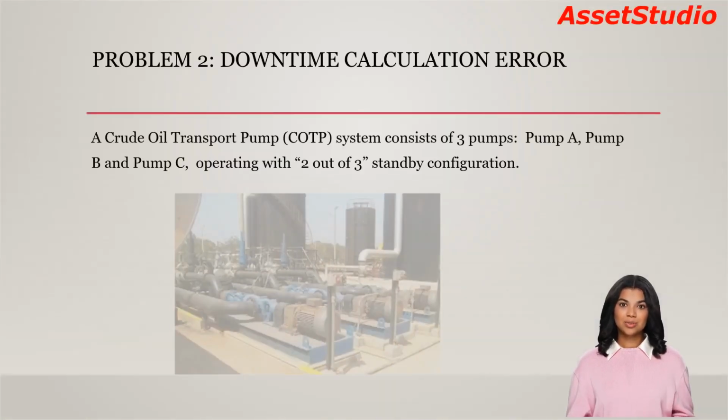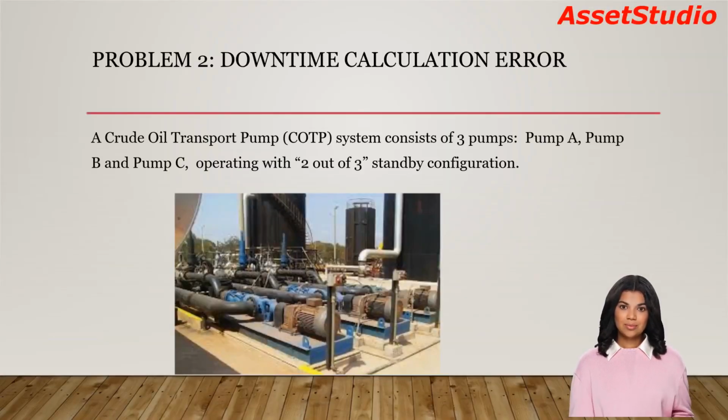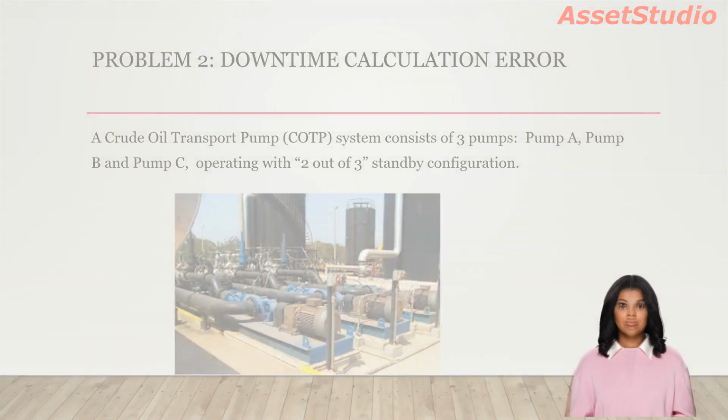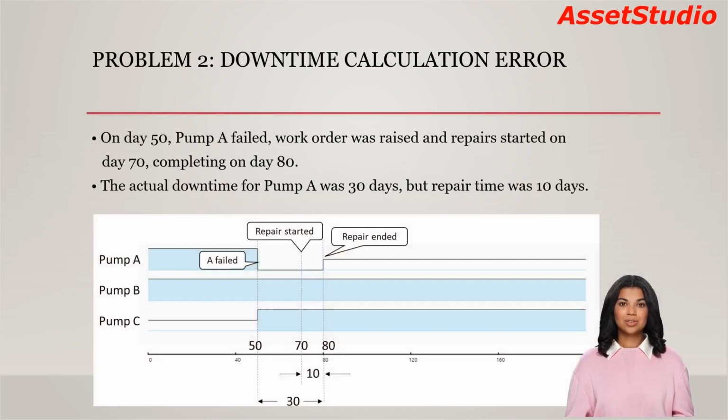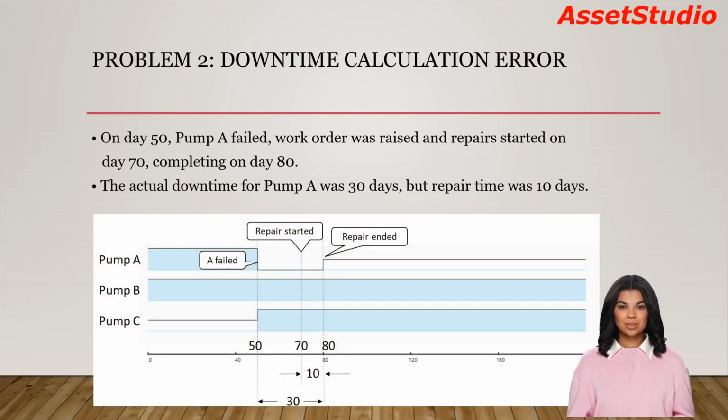Problem 2. Error in downtime calculation. Let me illustrate the second problem with an example. Consider a crude oil transport pump system that consists of 3 pumps, Pump A, Pump B, and Pump C, operating with a 2 out of 3 standby configuration. On day 50, Pump A failed. Work order was raised and repairs started on day 70. And the pump was restored on day 80.